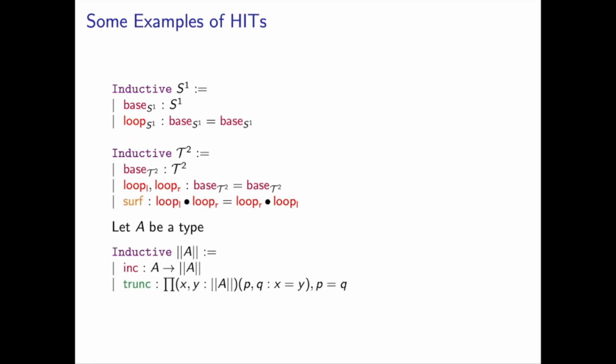The last example I will show you is the set truncation. Suppose we have a type A, then the set truncation of A is the smallest set such that we have an inclusion from A to that set. What is interesting about the set truncation is that the higher inductive type is recursive. Both X and Y and P and Q refer to the type being defined.